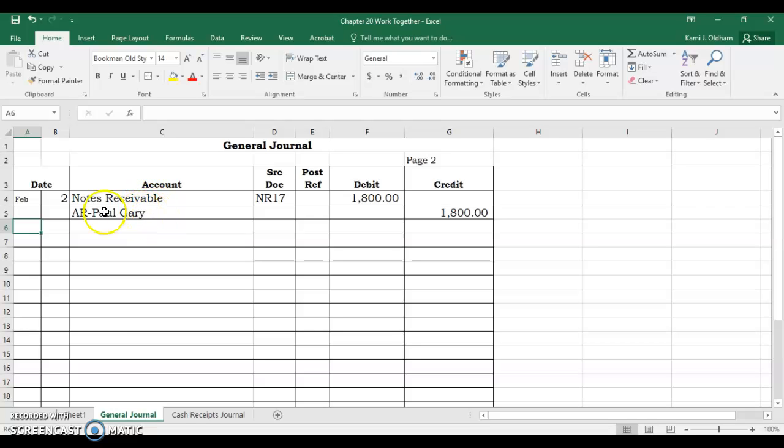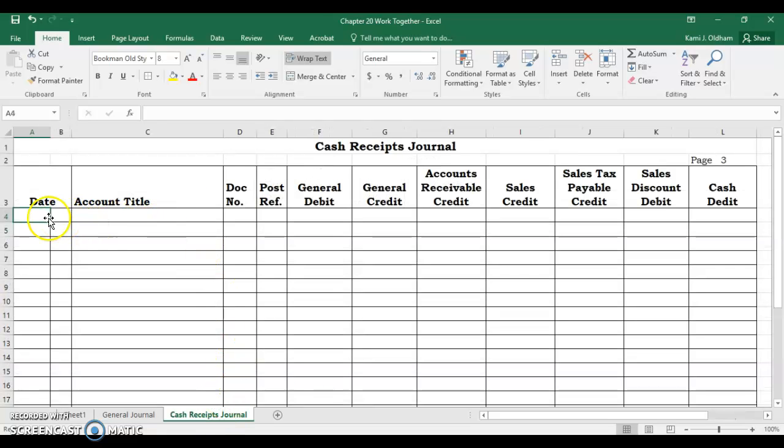The difference being that before with his accounts receivable, he was not paying interest. Now moving it to a notes receivable, he is going to pay interest. On the 18th, we received cash for the maturity value of notes receivable 14, a 60-day 9% note for $500, receipt number 67. So we're going to go to our cash receipts journal.